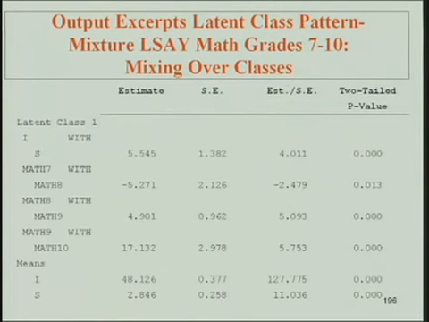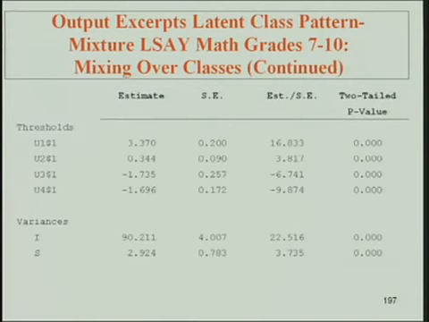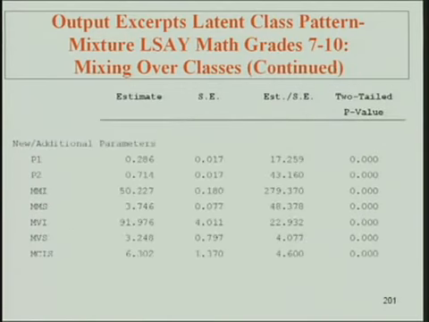So this is the mixing over the classes output. And what is the new stuff? The new stuff comes here, slide 201. 201 gives you the new additional parameters that were not part of the model, but were defined in model constraints as new parameters. So what are they? They are the probabilities of being in the classes. They are the mixed mean for I, 50, and the mixed mean for S, 3.74.